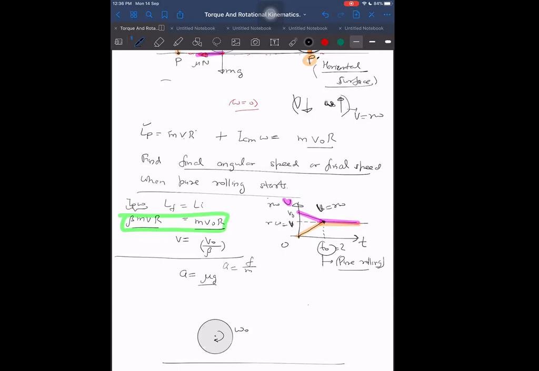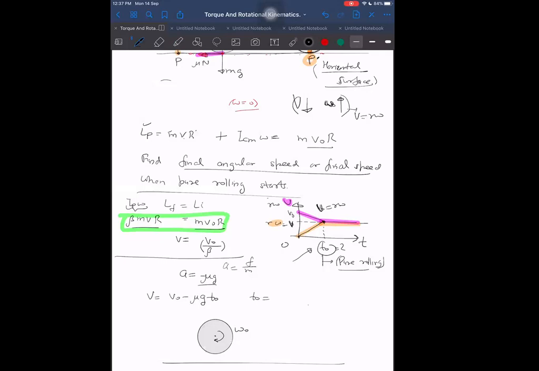In fact, I can write it with a minus sign because it is magnitude. So I can write V is equal to V naught minus mu g into t naught. t naught is that time when the pure rolling starts here. t naught is the time for the pure rolling to start. So I hope you can do it now. Can you? Yes, sir. What is time t naught?